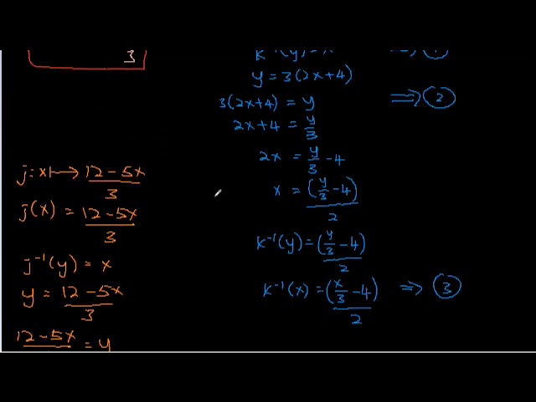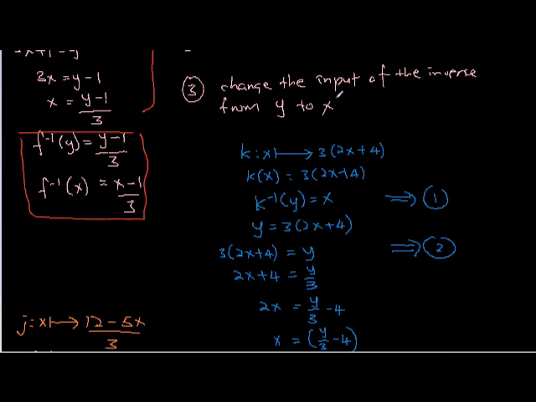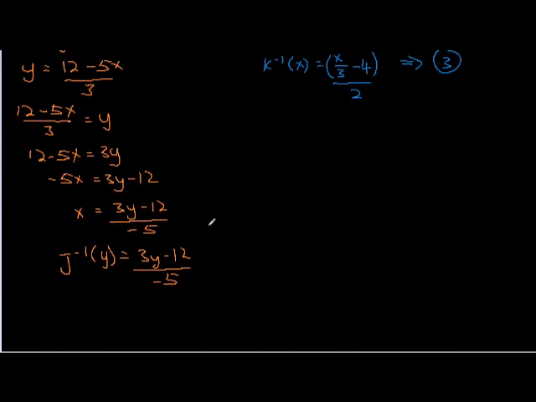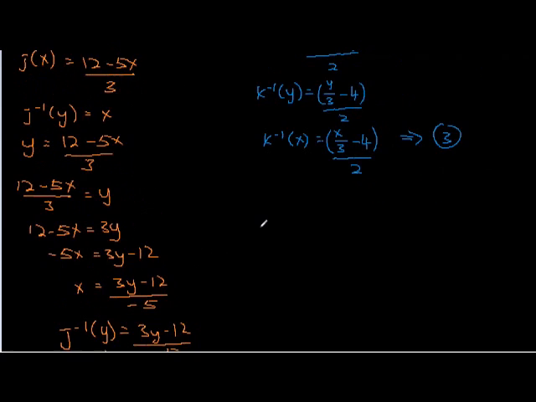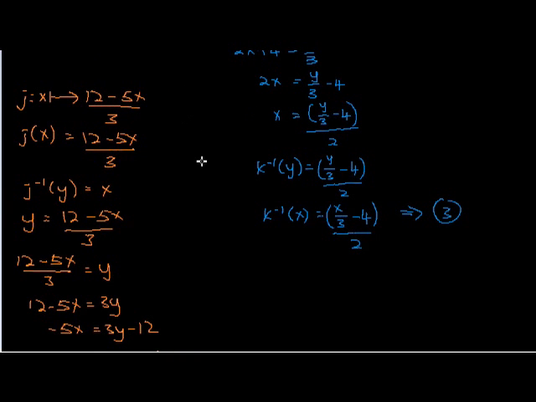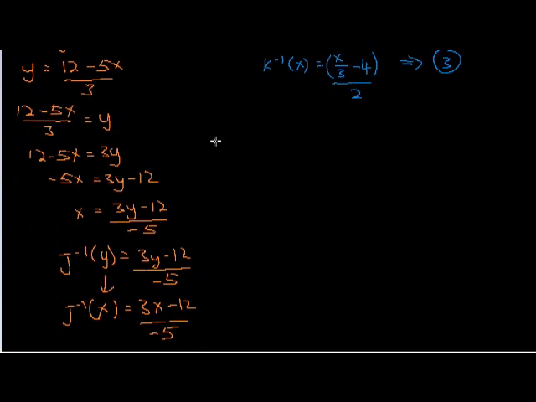and now carry out the third step, change the input of the inverse. So change the input from y to x. So the inverse of j of x equals 3x minus 12 over negative 5. Now, we have figured out the inverse of j.